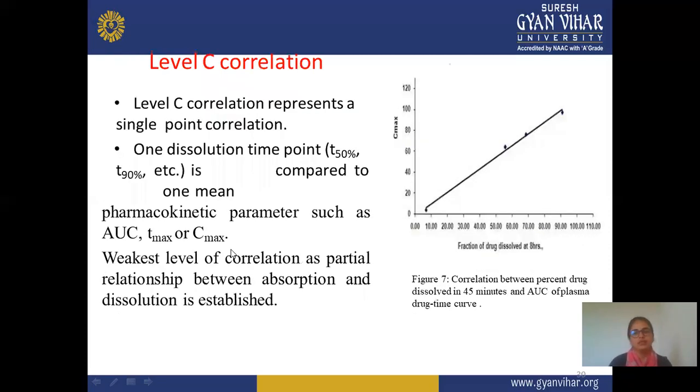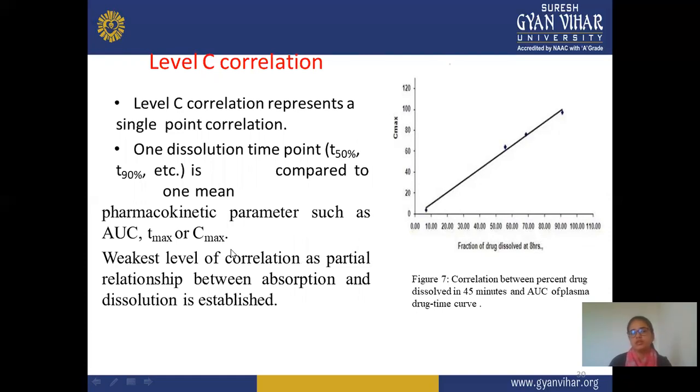Next is level C correlation. The third level, level C correlation, represents a single point correlation. One dissolution time point, that is T50, T90, etc., is compared to one mean pharmacokinetic parameter such as AUC, Tmax, or Cmax. This level C is also known as single point correlation or one point correlation.